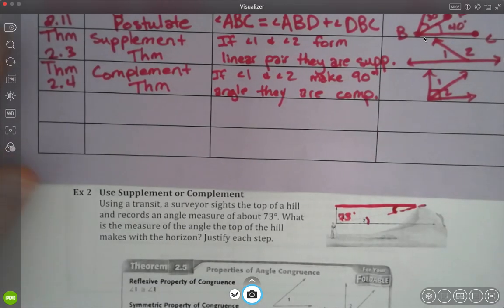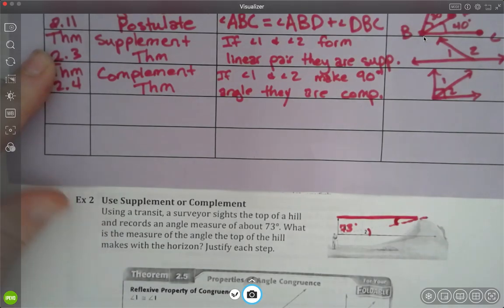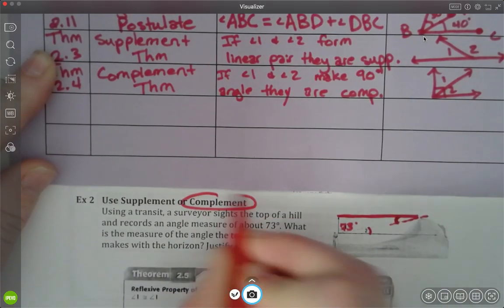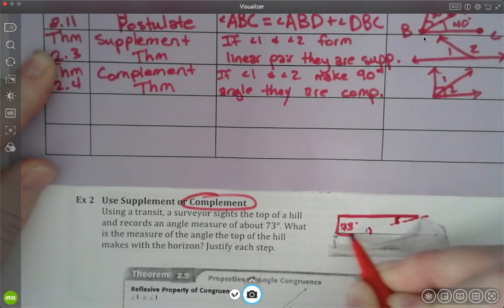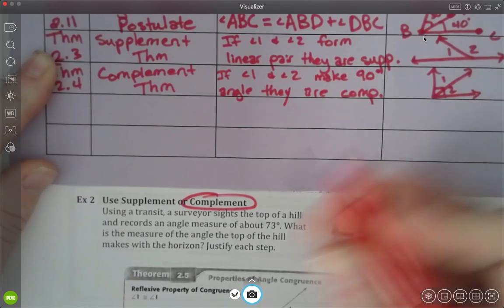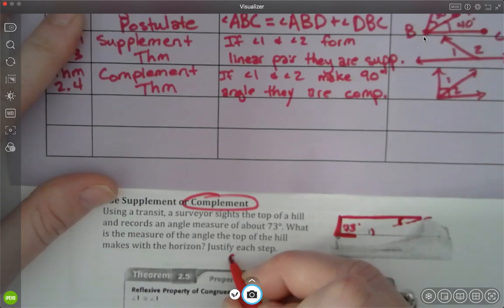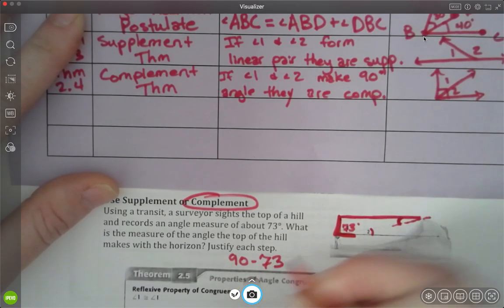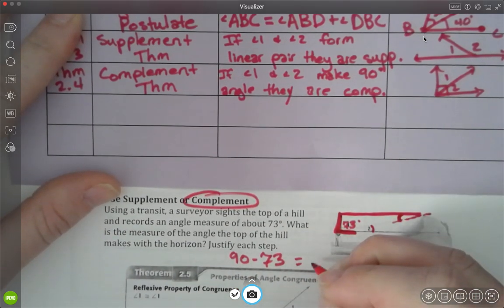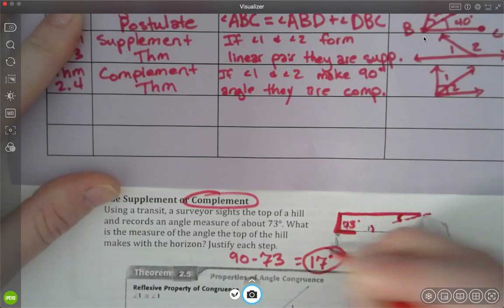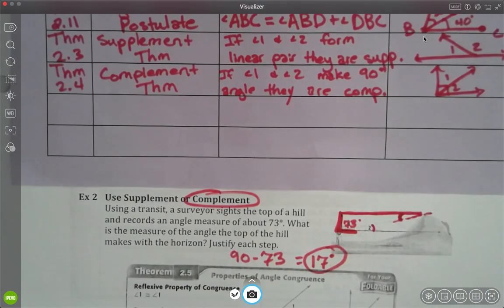So are we finding complement or supplement? Complement, because they have to make a 90 degree angle. This guy right here is 90, okay? So how do we figure out what angle 2 is? Subtract 90 minus 73. And that is 17 degrees. It's like an angle of descent, a 73 degree angle of descent to the bottom of the hill.